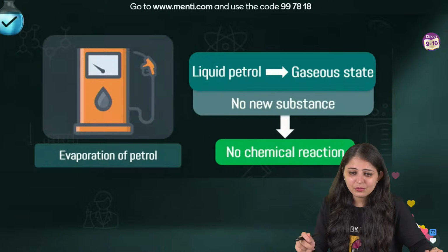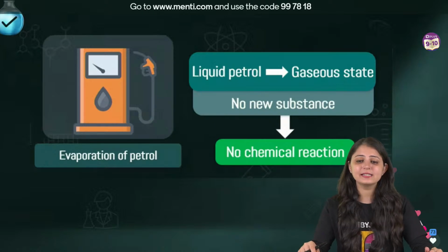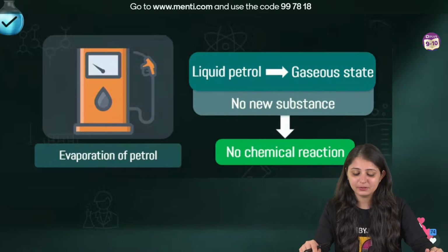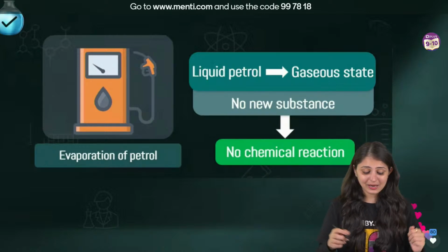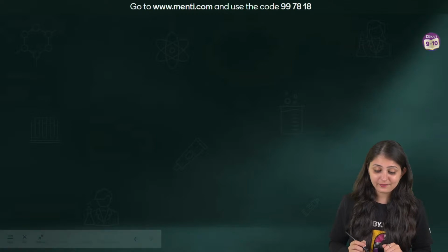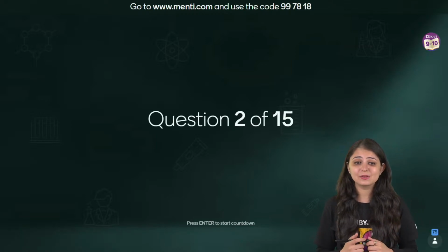Hey Shiv, you're not able to log in. बच्चा जल्दी से www.menti.com पे जाओ. Go there and use the code 997818. You have to fill in the details and then definitely you'll arrive at the stage where we are right now. Hey Somi, you can't be late today. It's a test going on. Every question is important to decide your score.